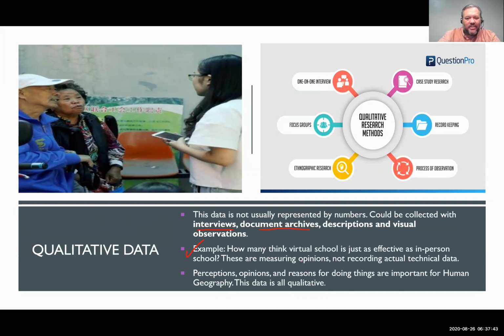But if I said, tell me what you think about online school, and then we started to have a conversation, and I started to say, okay, I see you rated it an 8 or a 6 or a 2 or whatever it is. Tell me why you think that. And so that type of data gives you a greater level of understanding of what's going on. All right, so perceptions, opinions, reasons for doing things, those are all part of the qualitative data. And you can see these are just some ways to collect some qualitative data.